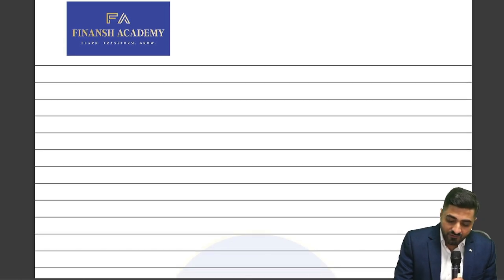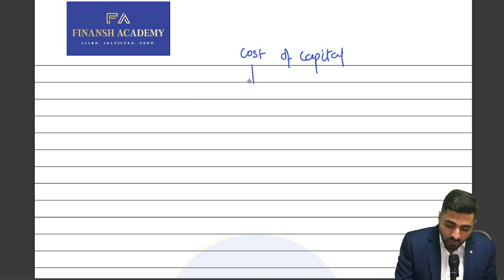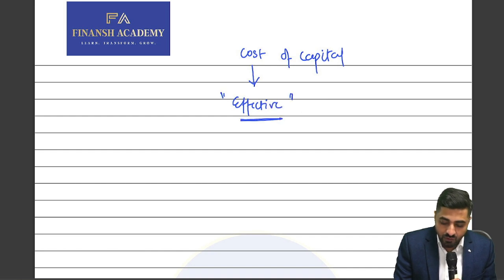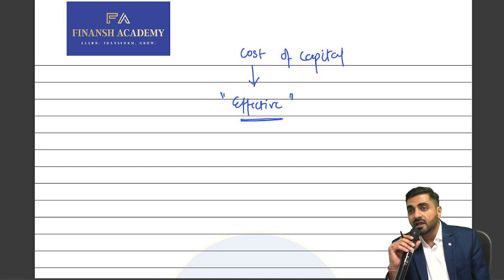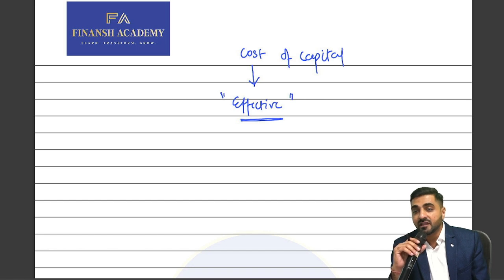In this cost of capital chapter, we learn how to calculate the effective cost. Guys, what do I mean by the word effective cost? Effective cost means tax cost or after tax cost. Then the answer is always after tax cost.